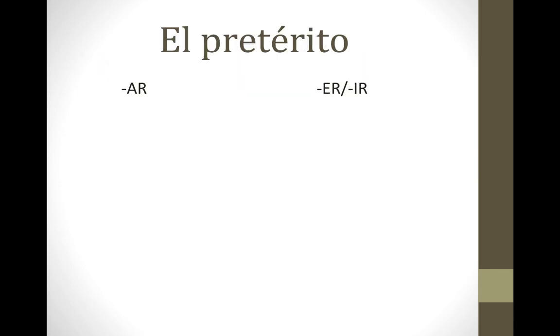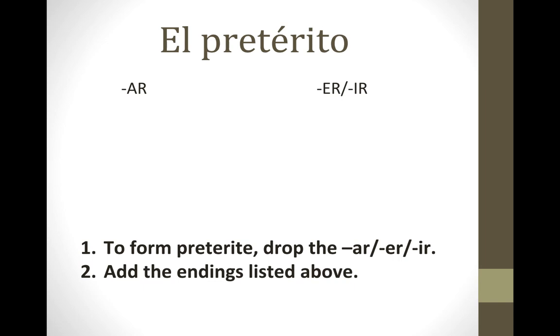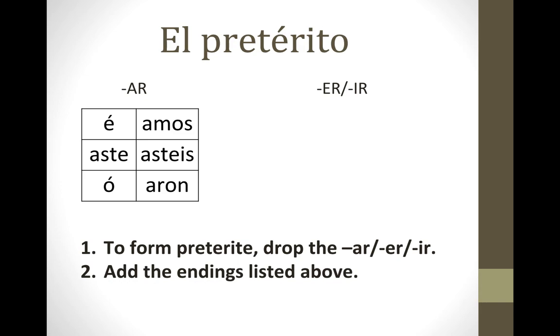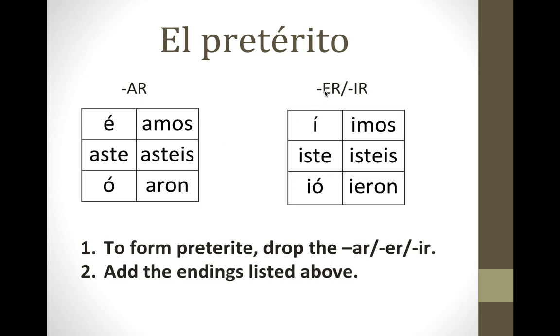How do we form the preterite tense in Spanish? We have two steps. Step 1, you need to drop the AR, ER, or IR from the verb. And then step 2, you will add the appropriate ending. If you have an AR verb, your endings are -é, -aste, -ó, -amos, -aron. If you have an ER or IR verb, your endings are -í, -iste, -ió, -imos, -ieron.